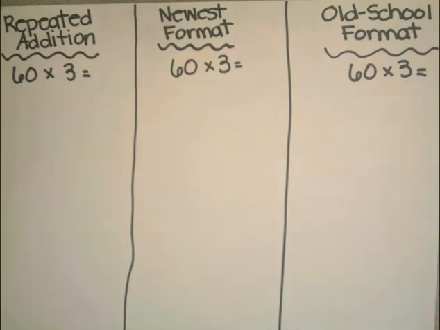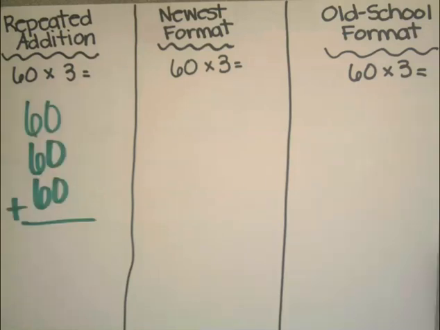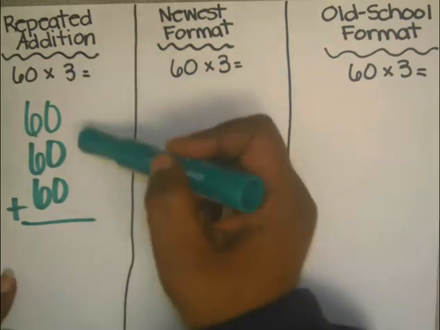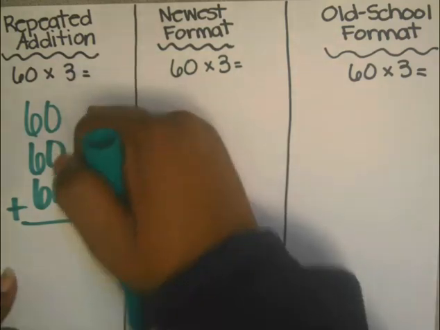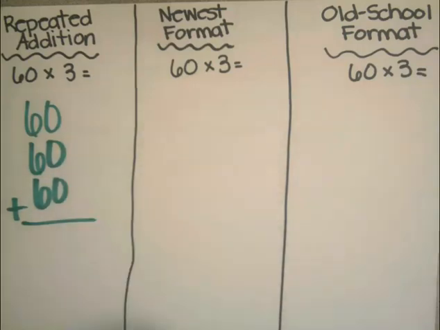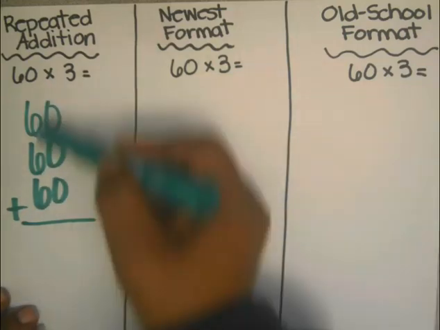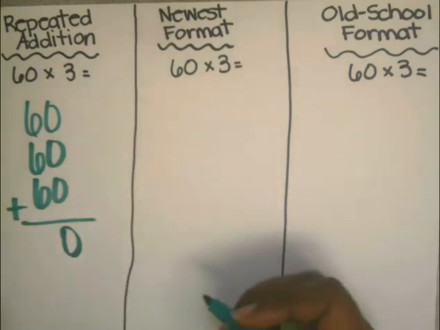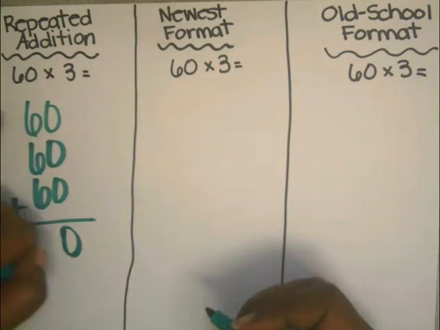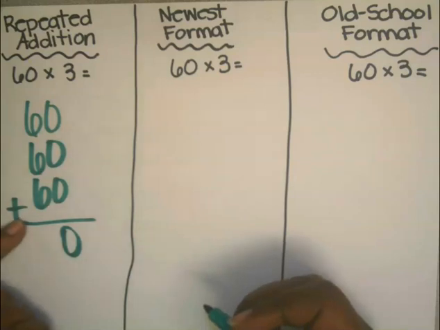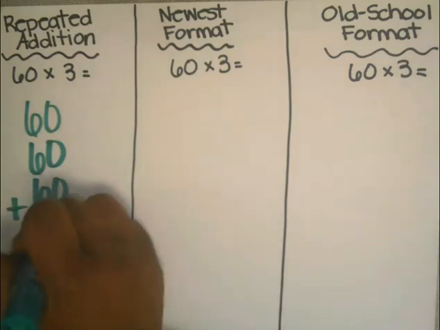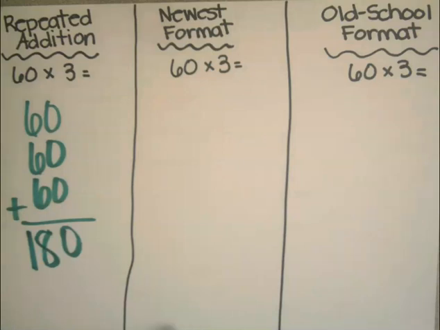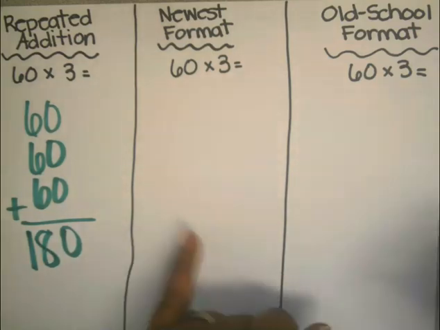We have our problem here, 60 times 3 equals 180. This is your format. You have 60 plus 60 plus 60. In our ones column, all of our zeros added is 0. Looking in our tens column, we have 6 plus 6 plus 6. 6 plus 6 is 12. 12 plus 6 is 18. 180.